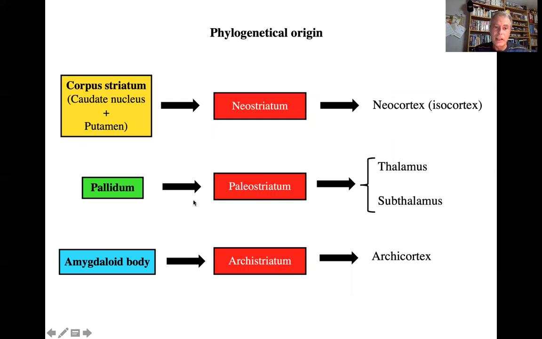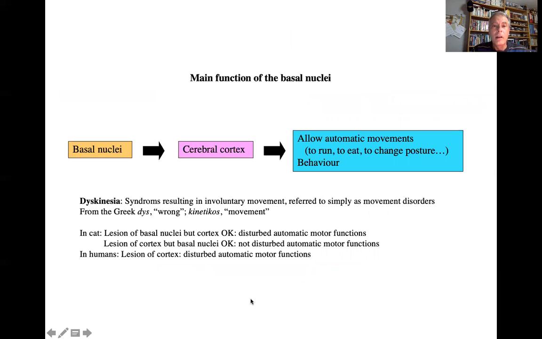The paleostriatum is the pallidum, and the archistriatum is the amygdaloid body. The amygdaloid body is considered a door to the hippocampus. So this is related with the archicortex. Okay. Right. What are the main functions of these basal nuclei?